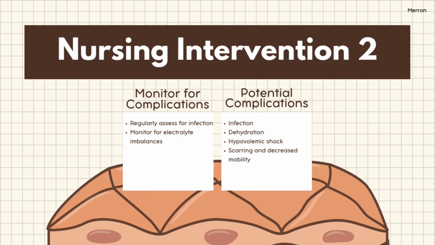We are also going to monitor for any complications. We're going to regularly assess for infections and monitor electrolyte imbalances. And potential complications that could come along with the burn include infection, dehydration, hypovolemic shock, scarring, and decreased mobility.